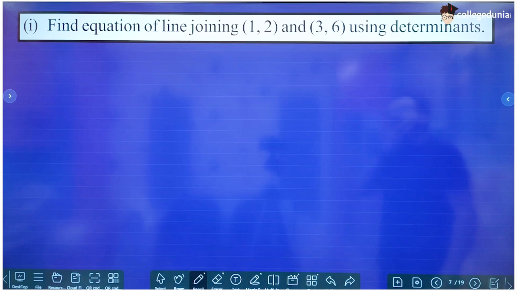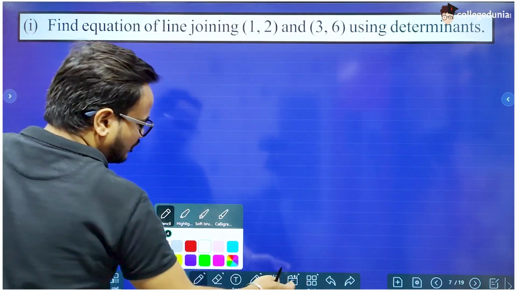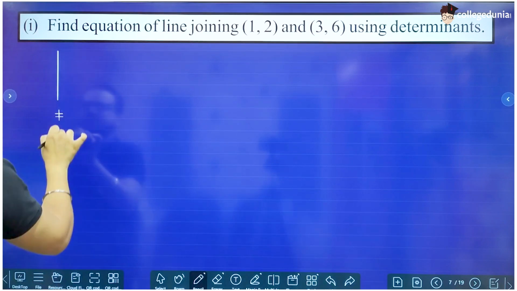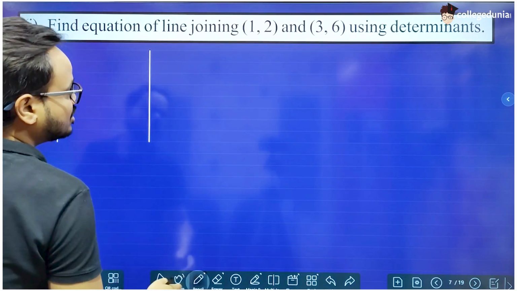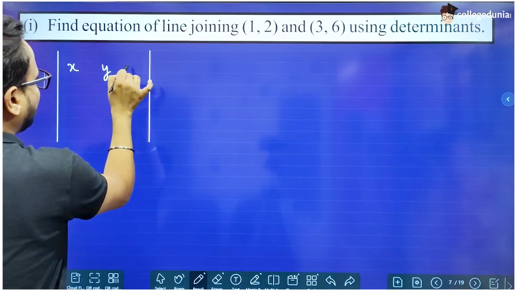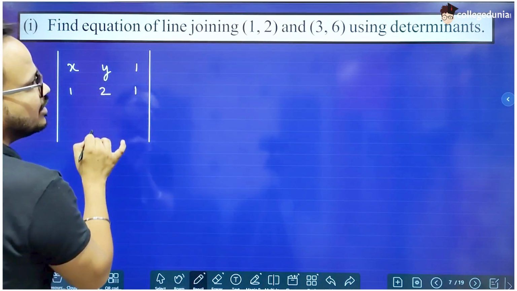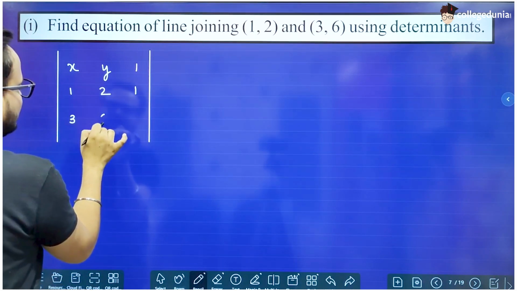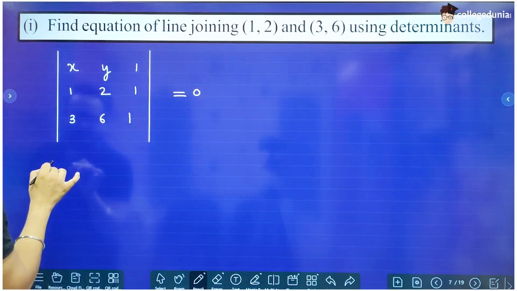Find the equation of the line joining this and this using determinant. So we have to find the equation of this line. Let's make this determinant. First we will write x, y, then 1. Then the first point is 1, 2, 1. And the second point is 3, 6, 1, equal to 0.